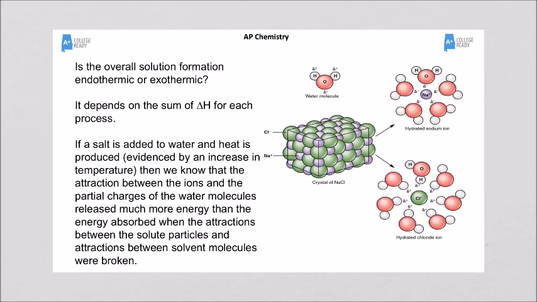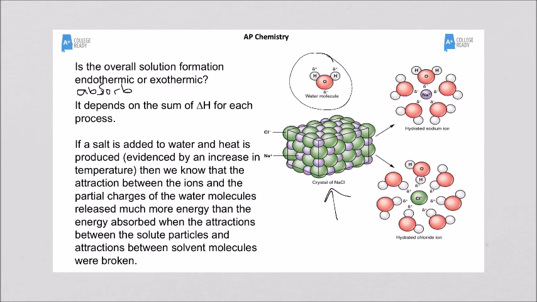So we see a bunch of pictures here. Here's our water molecule. Here's our crystal of NaCl. Is the overall solution formation endothermic or exothermic? Endothermic are the processes that absorb energy. I know you've learned that term previously.